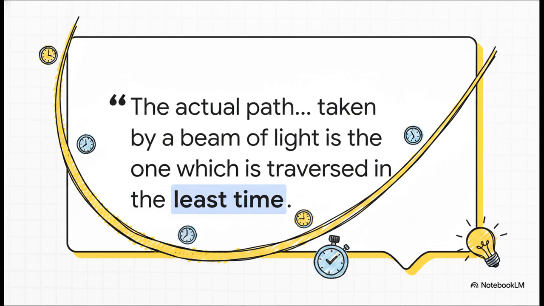Fermat basically personified light. He gave it a strategy. Light is literally the ultimate efficiency expert. It doesn't necessarily care about the shortest physical distance, like a straight line. It actively hunts for the route that burns the absolute least amount of time. It's a subtle distinction, but it completely dictates how light bends.